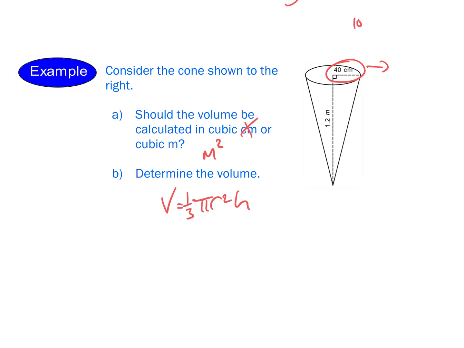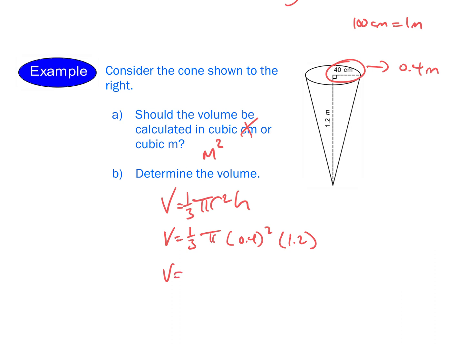So we know that there's 100 centimeters in a meter. And if we have 40 centimeters, that's 0.4 meters. And we get that by taking 40 and dividing it by 100. Now, just substitute in the radius and the height, and let's figure out the volume. Pi, radius is 0.4 squared, height is 1.2.